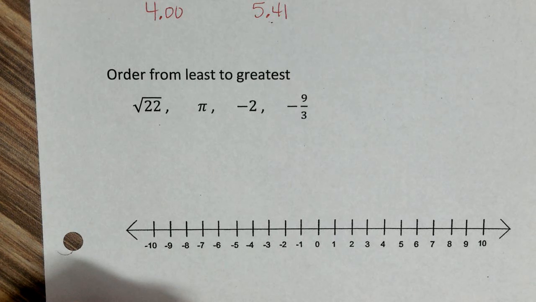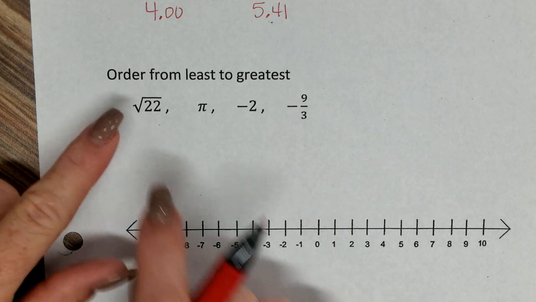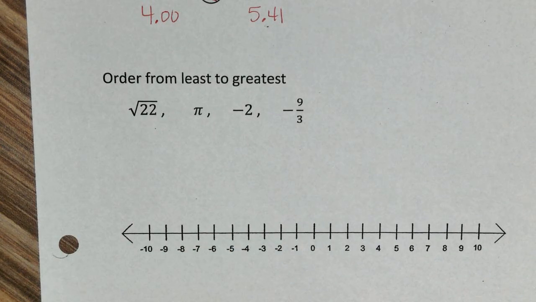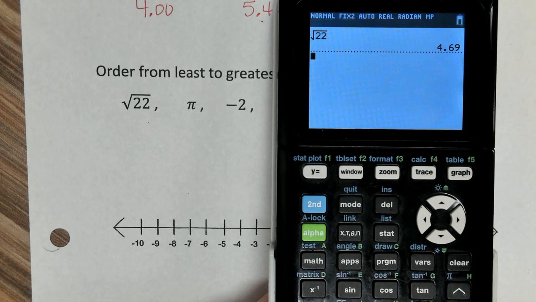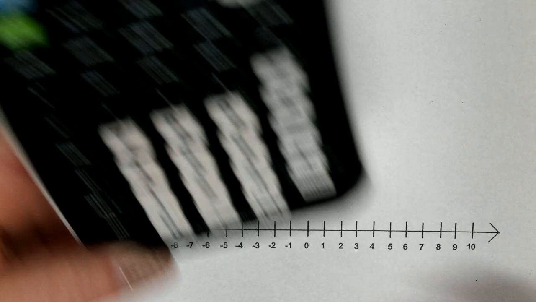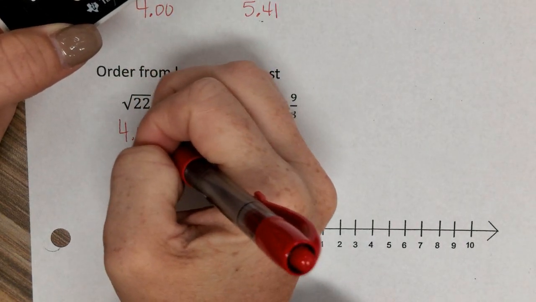Again, anytime I'm dealing with comparing numbers, what do I need to do to them first? Turn them into decimals. So let's go turn the square root of 22 to a decimal. How much money is it worth? $4.69.